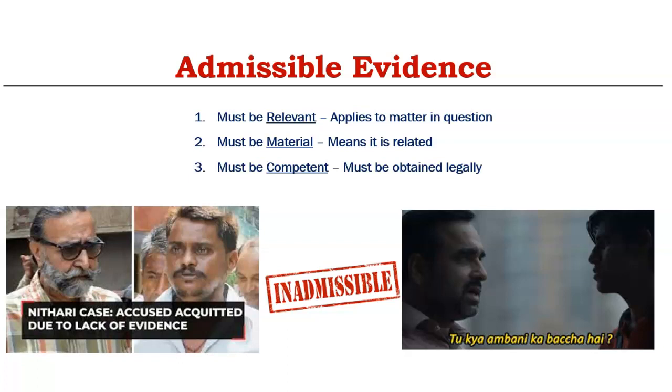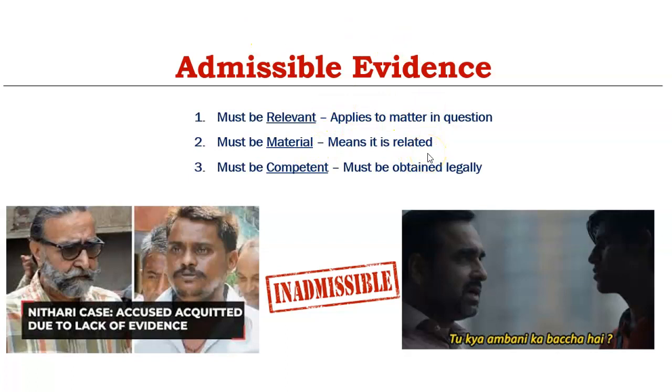When we consider evidence to be admissible in court, it must fulfill three properties. First one is it must be relevant. So it applies to the matters in question. Whatever matter is going on, it should be relevant to that one. It should be material, meaning it is related.